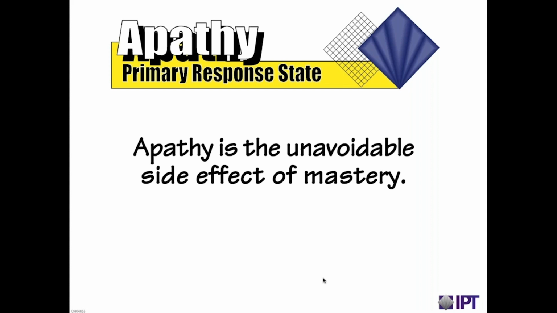Now, next time we'll be talking about the two hybrid response states. So we talked about stress, power, and apathy, the one at the top, middle, and bottom of the change grid. What about these two in the middle? How do they impact human behavior, and where do you pull them into play?